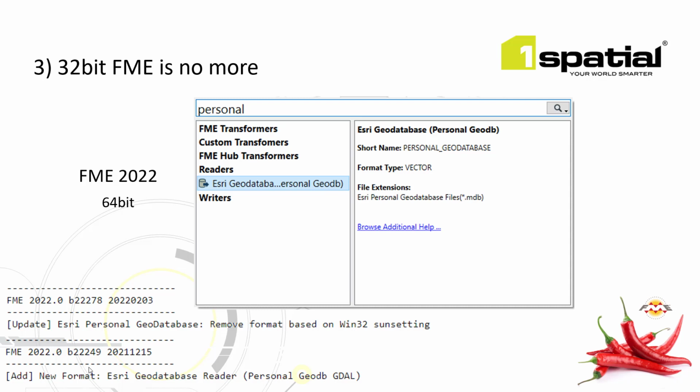But in the same release notes, you can also see that SAFE have also added a new format, and that's a reader for personal geodatabase. So we might have lost a writer in FME 2022, but because the format support is built on the open source GDAL libraries, there's two sets of open source libraries, GDAL and OGR, the GDAL libraries means that we now don't have to worry about any installed ESRI dependencies or indeed an ESRI license. We can work with that format now without those dependencies on our machine.